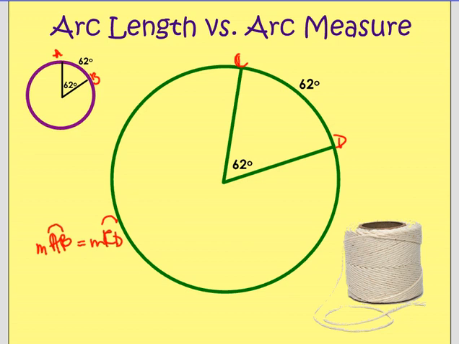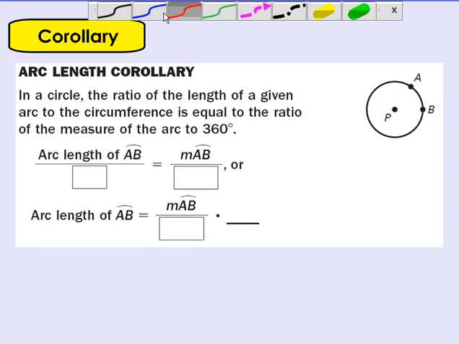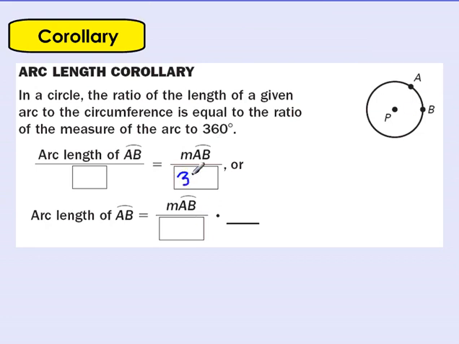If you're needing to find the arc length, you will also need to know the arc measure, and it's all related to one another. So in a circle, the ratio of the length of a given arc to the circumference is equal to the ratio of the measure of the arc to 360. So we can say that this measure of arc AB is part of 360 degrees, and the arc length, meaning the actual distance, will be part of your circumference, which is 2 times pi times r.